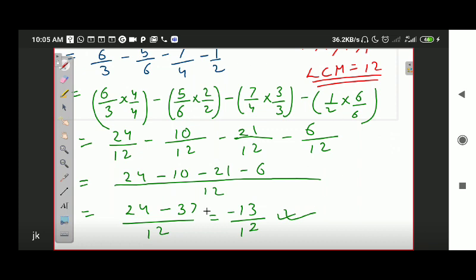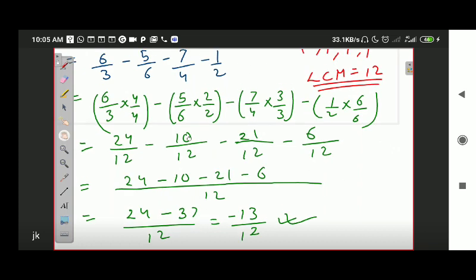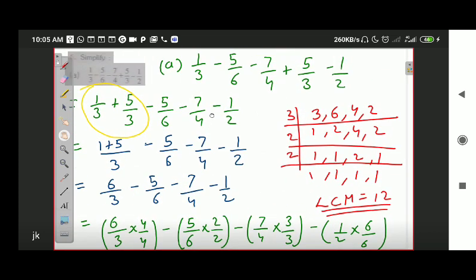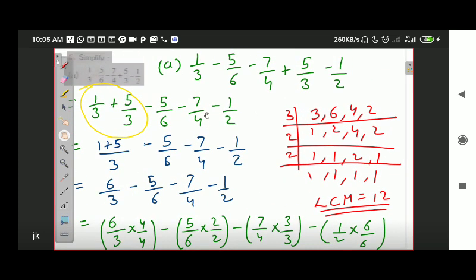Okay, so in case you have lots of terms, first of all, you take the terms with the common denominator together and simplify them. After that, you take the LCM and simplify by making the denominators the same.